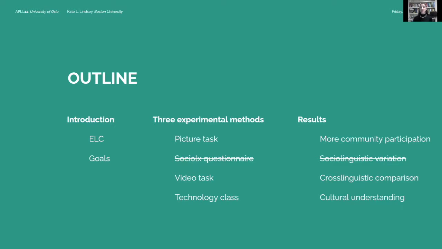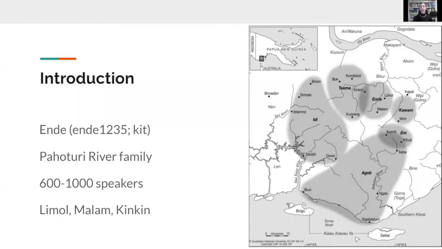Finally, I will share some of the results that came out of these methods, which included just in general a lot more community participation in the corpus, more data for cross-linguistic comparison, and certainly a greater cultural depth to the language corpus than I would have been able to achieve without these methods.